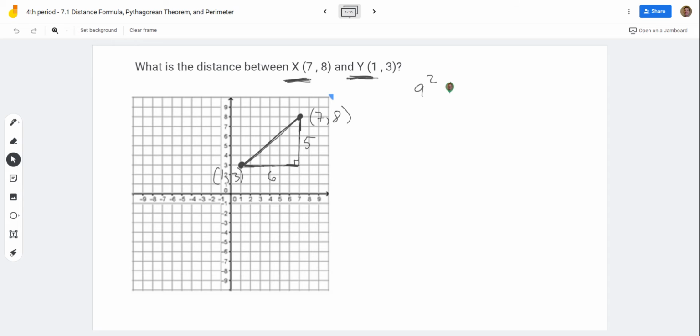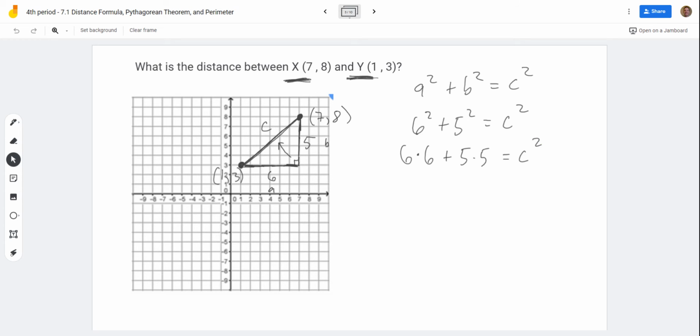And using the Pythagorean theorem, I have a squared plus b squared equals c squared. And c is always opposite of our right angle. Our hypotenuse is always on the opposite side of our right angle. Let's say this bottom length here is a, and the right length there is b. So then I have 6 squared plus 5 squared equals c squared by the Pythagorean theorem. Remember, 6 squared is just 6 times 6, right? Whenever we square something, we're just multiplying it by itself.